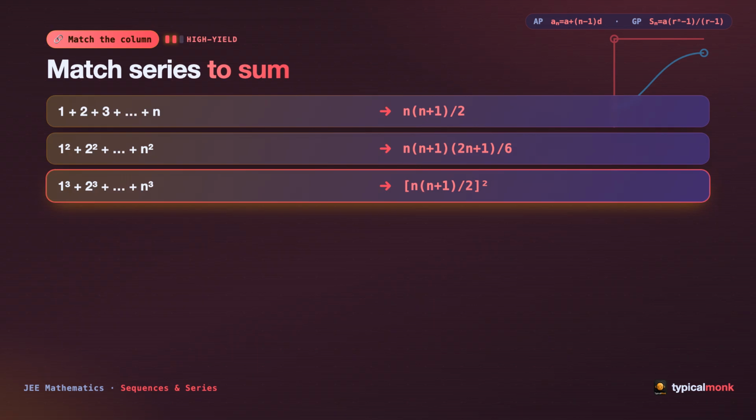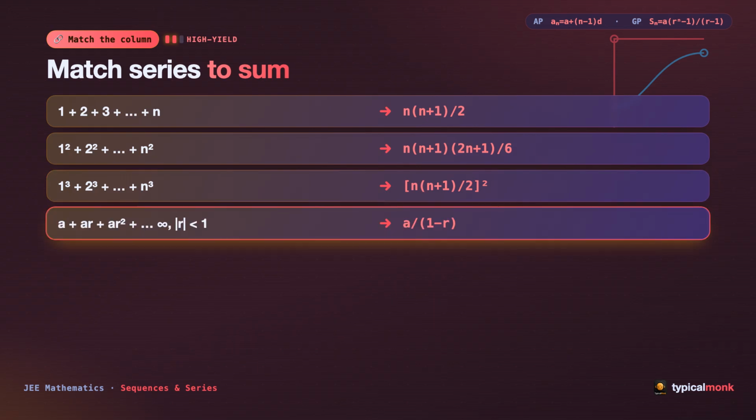That sum is exactly the square of n times (n plus 1) over 2. The cube sum writes on the AP sum. And a GP that runs forever with the size of its ratio below 1, its sum to infinity is the first term over 1 minus the ratio. If all four came to you before the reveal, these special sums are becoming yours.